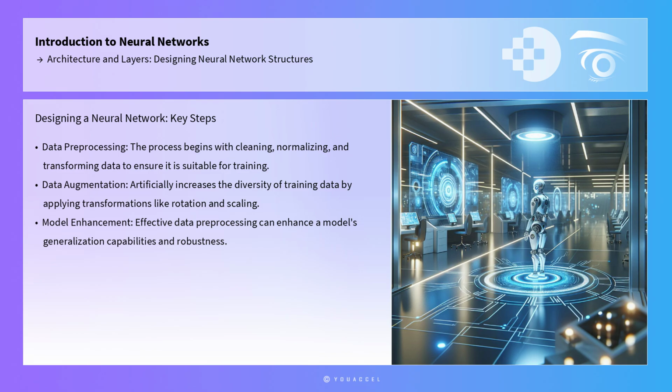The process of designing a neural network involves several critical steps, beginning with data preprocessing. Data must be cleaned, normalized, and transformed to ensure it is suitable for training. This step often includes techniques such as data augmentation, which artificially increases the diversity of training data by applying transformations like rotation and scaling. Effective data preprocessing can enhance a model's generalization capabilities and robustness.